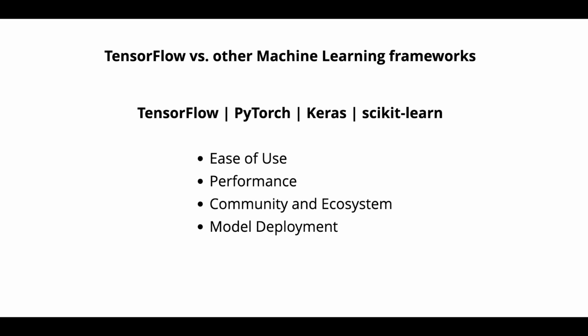PyTorch deployment options are not as mature as TensorFlow's but are evolving. PyTorch Mobile and PyTorch JIT, just-in-time compilation, offer some deployment capabilities, but they may not be as comprehensive as TensorFlow's deployment options. Keras models can be deployed using TensorFlow Serving or TensorFlow Lite, leveraging TensorFlow's deployment infrastructure.